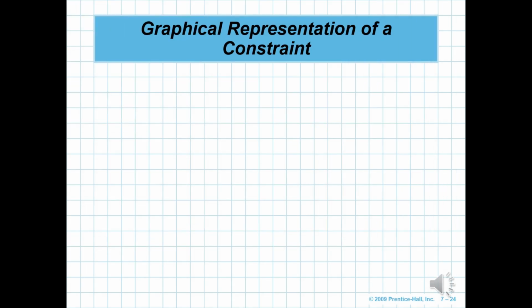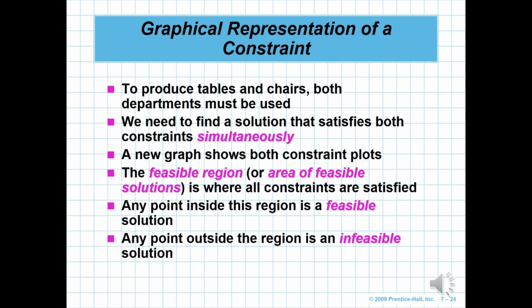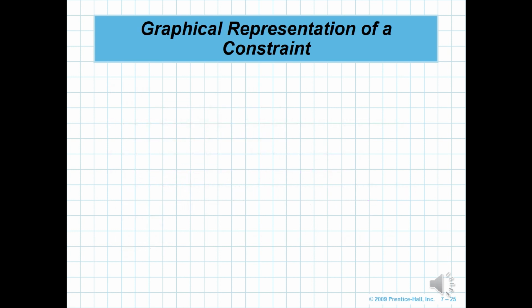To produce tables and chairs, both departments must be used. We need to find a solution that satisfies both constraints simultaneously. So a new graph shows both constraint plots. The feasible region, or area of feasible solutions, is where all constraints are satisfied. Any point inside this region is a feasible solution, and any point outside that region we call the infeasible region.